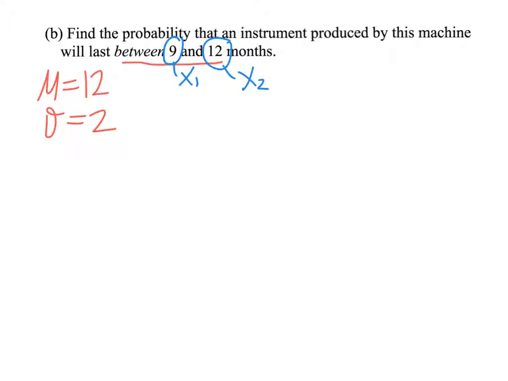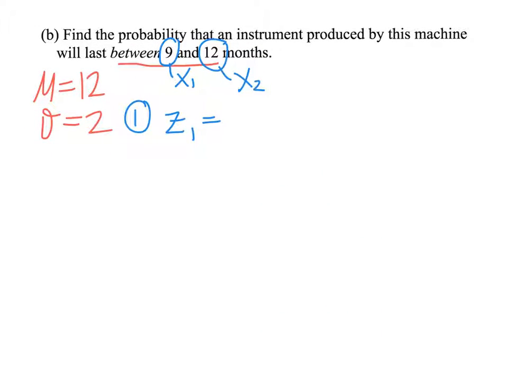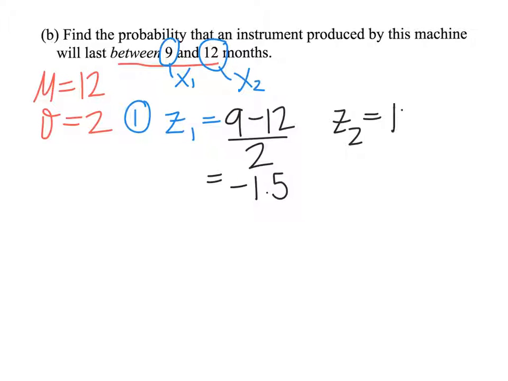The only thing that's really going to change here is I'm going to have to calculate 2 z-scores. So let's go ahead and do that. I'll call it z1. I'll take my x1, that's 9, subtract my mean of 12, divide by 2. Remember, we're rounding to 2 decimals. And I get negative 1.5. I'll find my other z-score, z2. I'll take x2, which is 12, minus 12 over 2. Well, I can tell this is going to give me 0 because I'm going to get 0 on top.